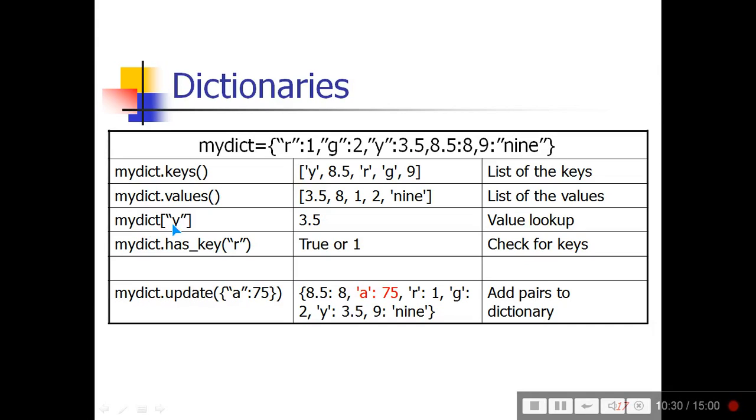And mydict y, what is that y? We have 3.5 as the value of this key y. And mydict has key r, that is true or false. Yes, it has this particular thing available here. And updating, we can update it, a as 75. So now we have actually added the pairs to the dictionary.